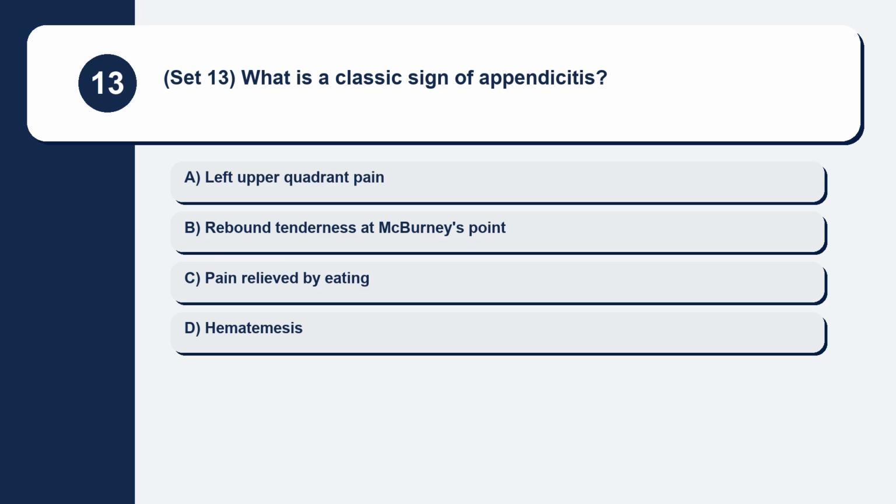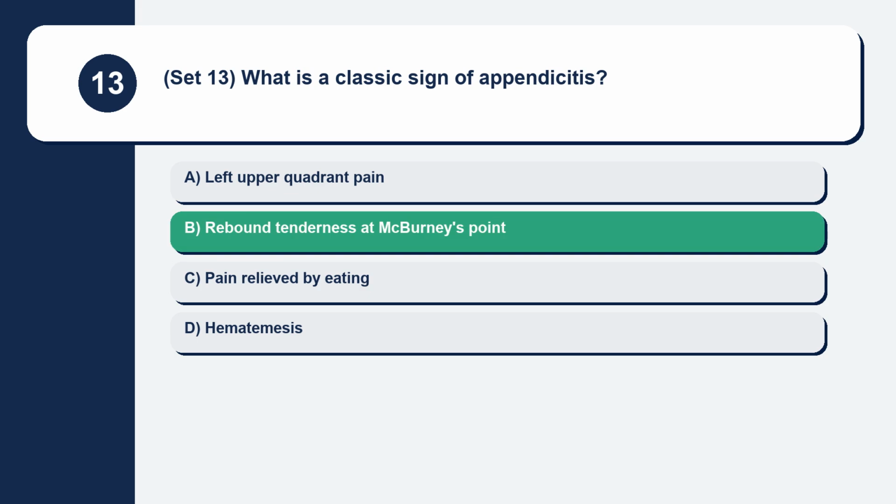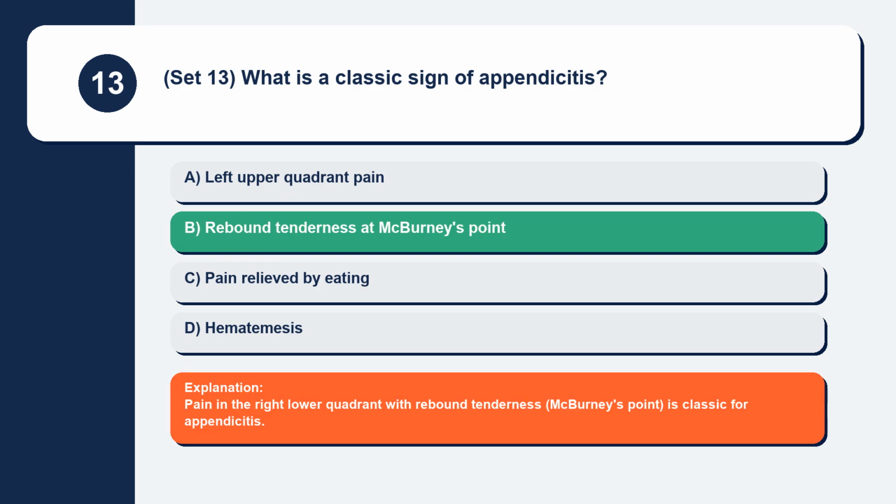Question 13. Set 13. What is a classic sign of appendicitis? Left upper quadrant pain, rebound tenderness at McBurney's point, pain relieved by eating, hematemesis. Pain in the right lower quadrant with rebound tenderness, McBurney's point, is classic for appendicitis.